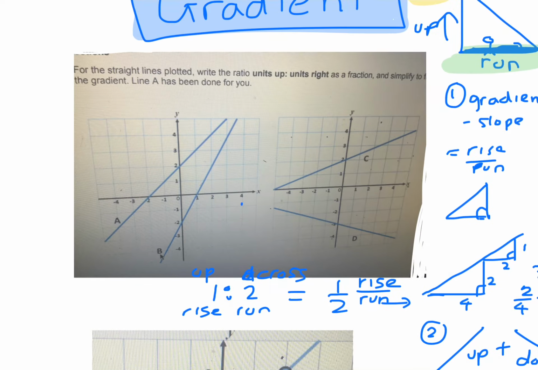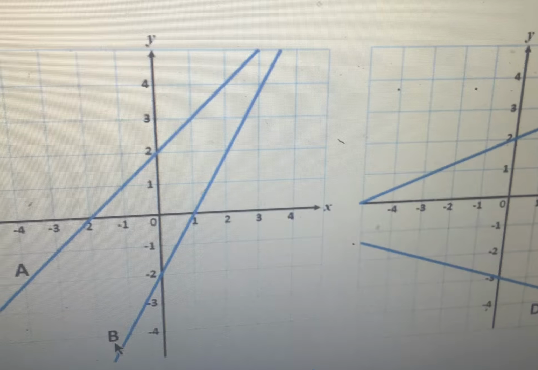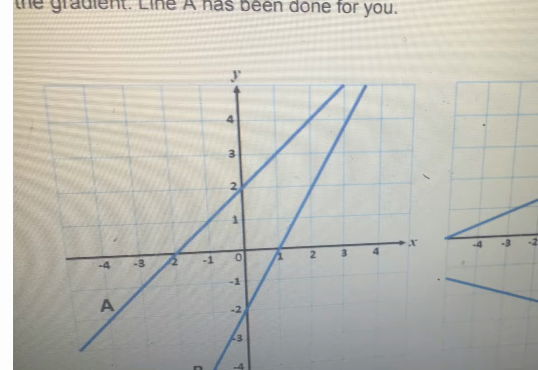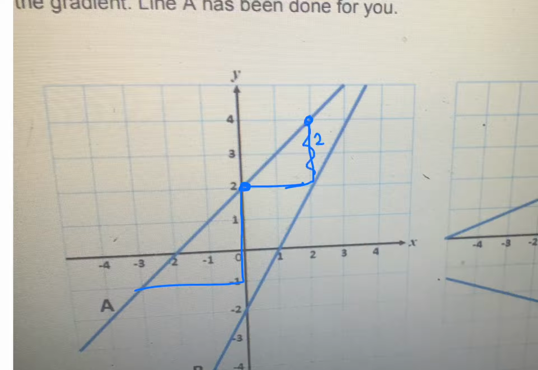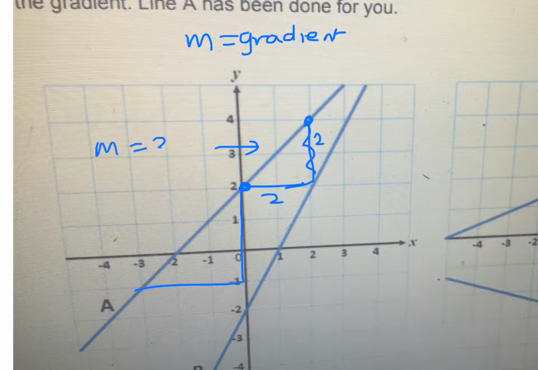Okay, so let's go back to this one then. We're just going to look at finding the gradient of each of these. So we need to find a triangle. You find any 2 points. It could be there. See, even if you went here and here, you actually get the same thing. This is 2 and this is 2. Also remember the gradient symbol is m. So instead of writing the word gradient, I'm going to write m. m is 2 on 2, which is 1, and it is a positive slope.